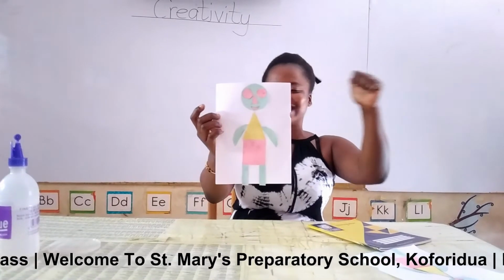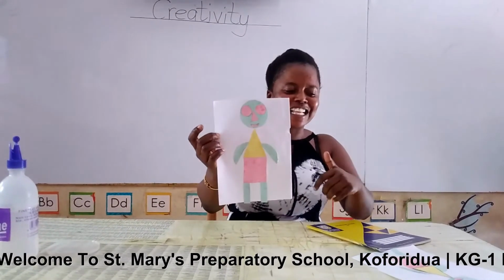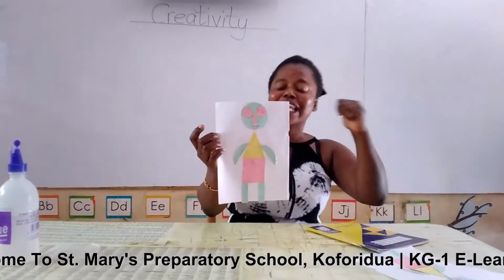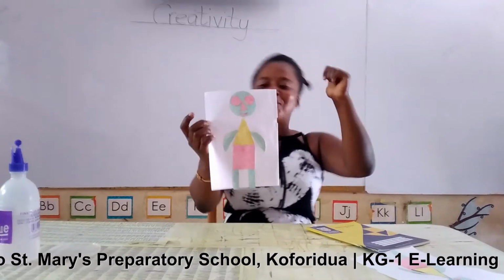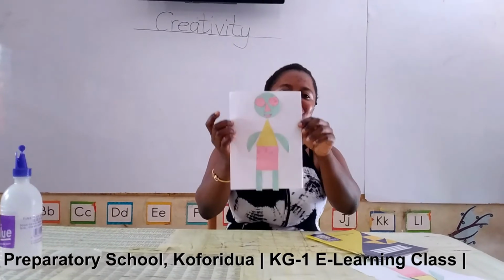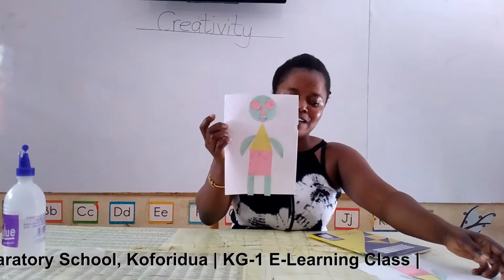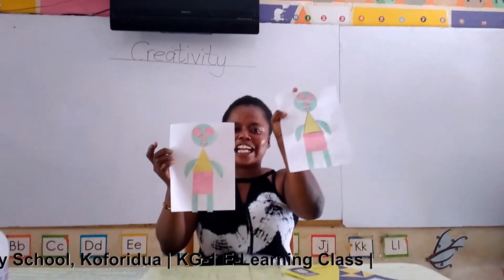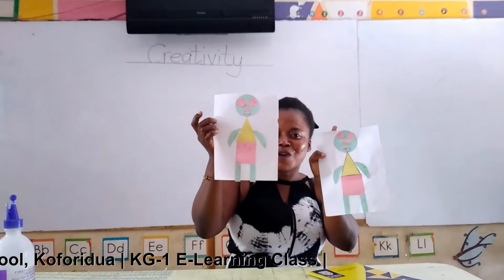Wow. Oh, it's nice. Now, if you are at home, clap for Auntie. So this is our human body. This is the first one. And this is the second one.